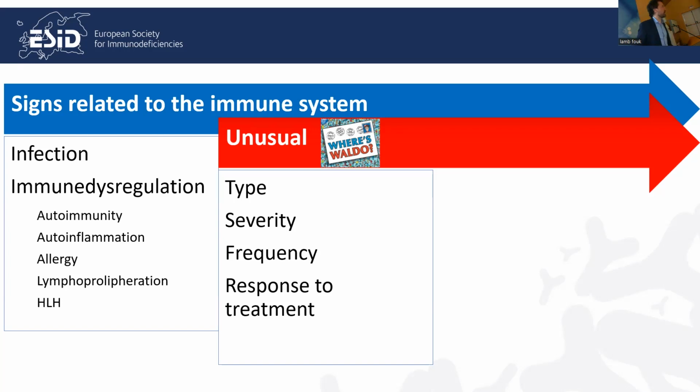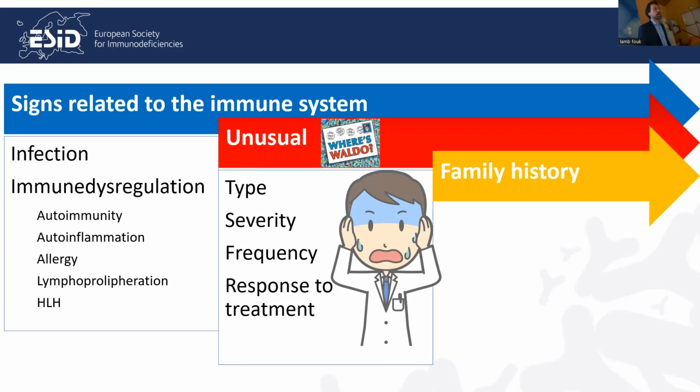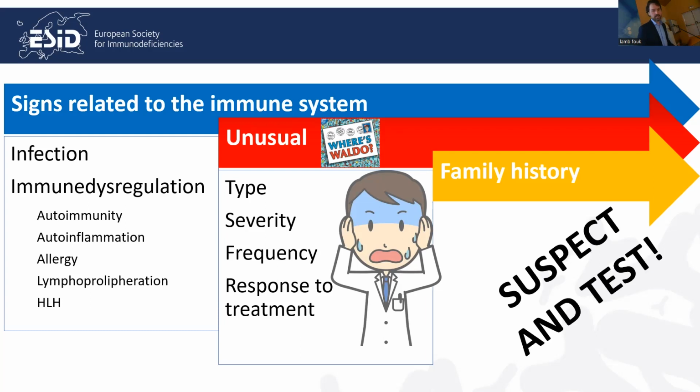So how I judge the unusual, I look at the face of the treating physician, which is when it's like this: they tried everything on that patient, it never worked. It's just similar to the other patient, but really nothing works. I'm afraid, and I suspect a primary immune deficiency. Then I add to this family history, because if you have two brothers and two physicians with that face, well, it's the moment to suspect and test.